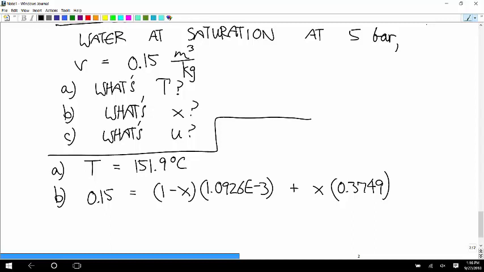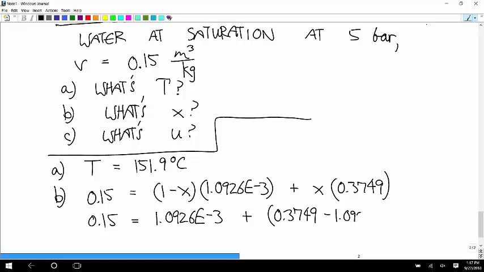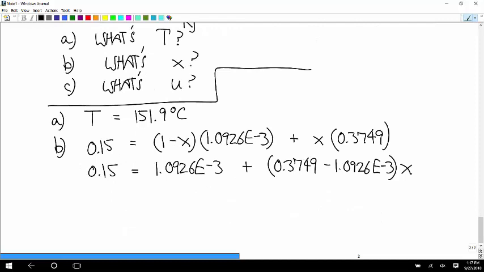And if you calculate, oh, I haven't done it. Okay, so 0.15 is equal to 1.0926 times 10 to the minus third, plus the quantity 0.3749 minus 1.0926 times 10 to the minus third, times X. So can someone calculate X?